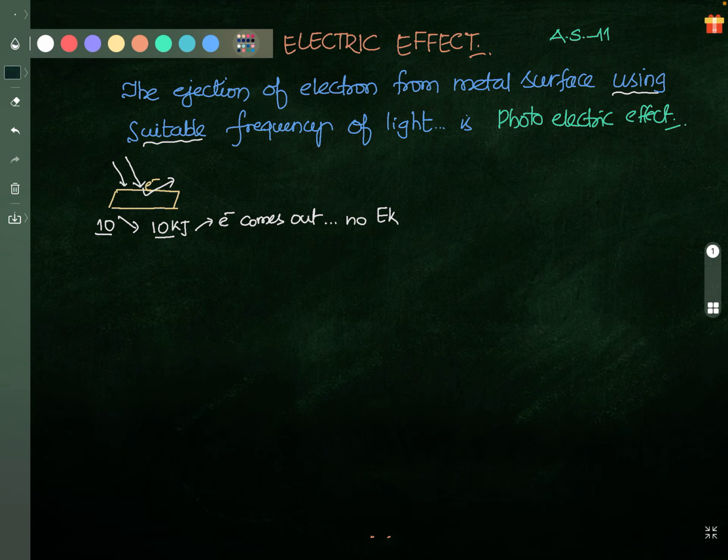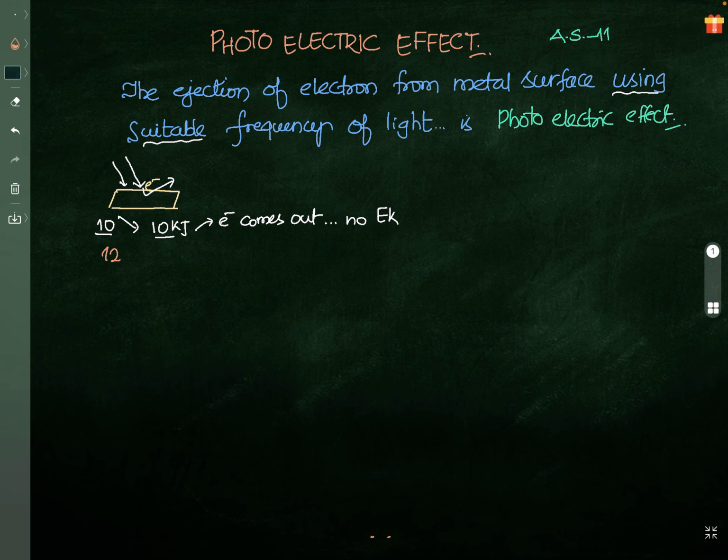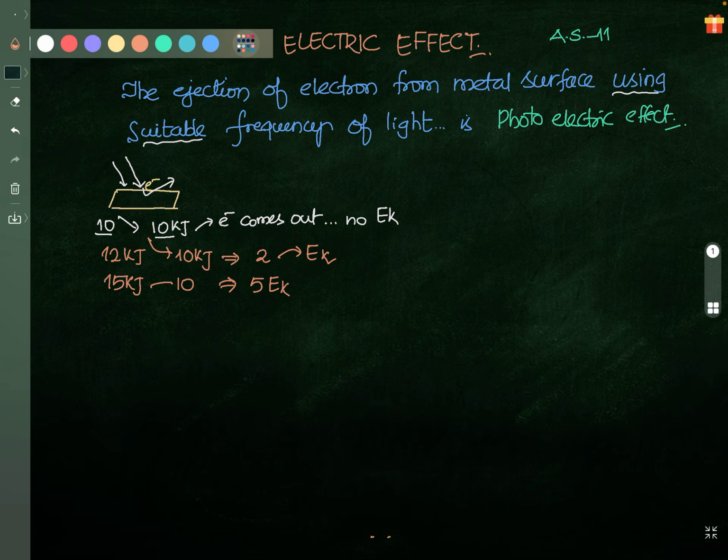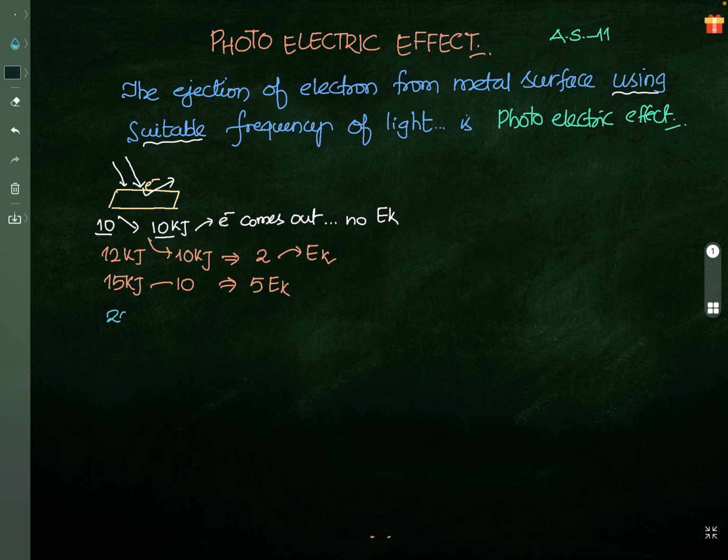If you are giving more than that, for example, you are giving 12 kilojoules of energy and you require 10 kilojoules of energy, so the rest 2 kilojoules of energy will be converted into kinetic energy. Whatever excess energy you are sending will be directly converted into kinetic energy. For example, you are giving 15 kilojoules, 10 required, so the rest 5 will be converted into kinetic energy.